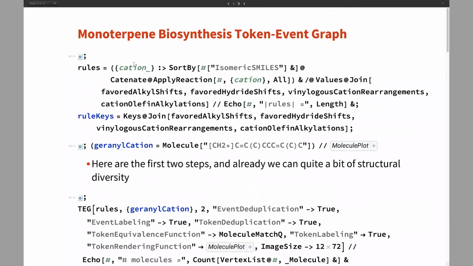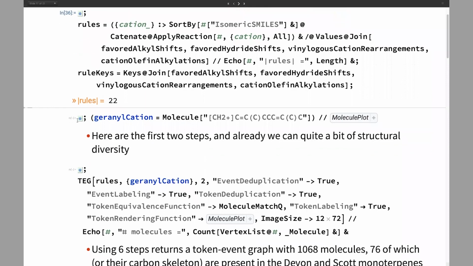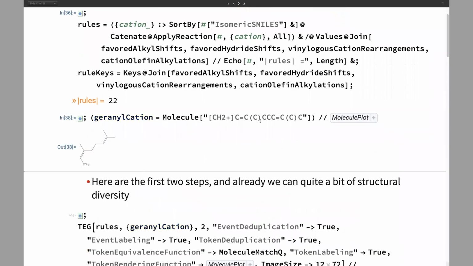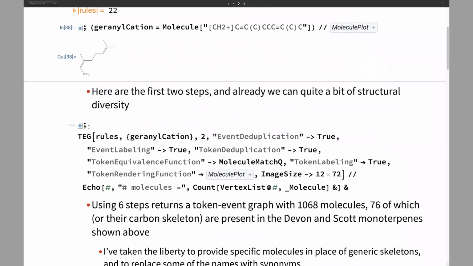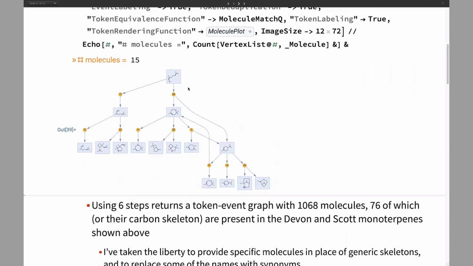Okay, we can make the token event graph. So I'll define all the rules here. So we had the original 14. I've added 8 more, and we'll define the geranyl carbocation, this one here, which we've seen already. And I'll just show the first two steps. And we have quite a variety of different molecules already made. Some of them cyclic, some of them still linear. Some of them that you'll probably recognize. We've seen this one before.